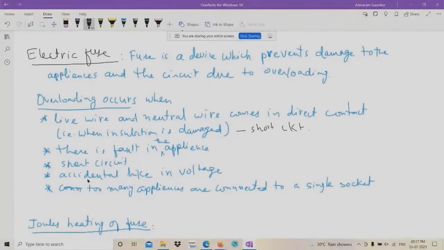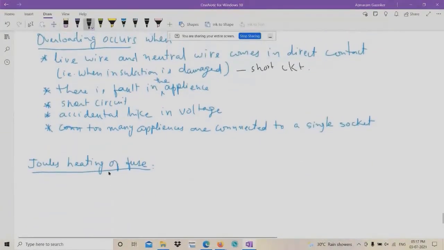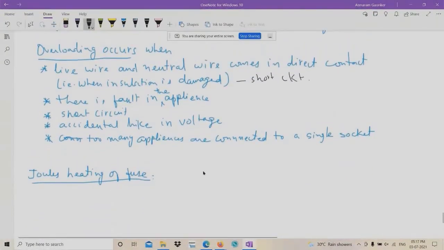Overloading can also be due to an accidental hike in voltage. Then, if too many appliances are connected to a single socket, overloading also takes place. These are all the conditions when overloading occurs. And the last thing is Joule's heating of the fuse.